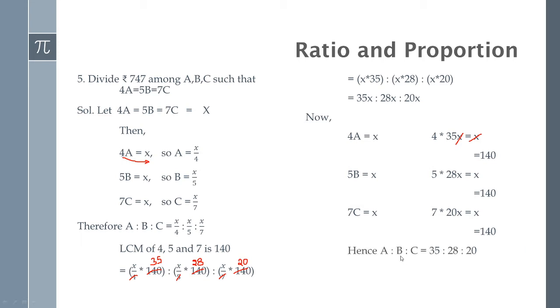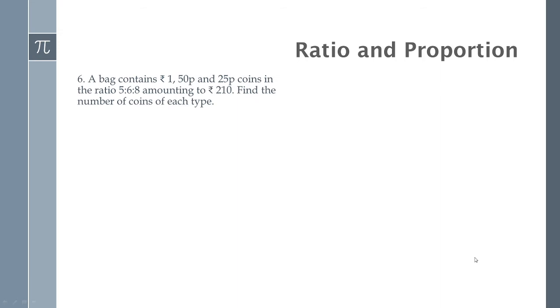Hence, a is to b is to c is equal to 35 is to 28 is to 20. Now, a bag contains rupees 1, 50 paisa and 25 paisa coins in the ratio 5 is to 6 is to 8, amounting to rupees 210. Find the number of coins of each type. Now, what is that actually?